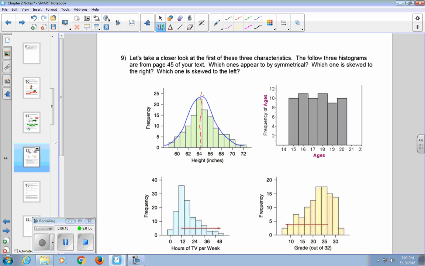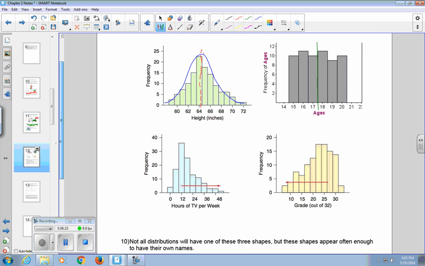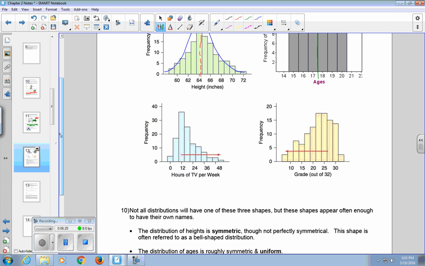This one with ages is also somewhat symmetric. And if we cut it down the middle, put a line there, it looks like the left side and the right side are about the same. They don't have to be perfect, but they're similar. Right, this bottom left one, hours of TV per week, is what we refer to as skewed to the right. That arrow is there to emphasize that. So it's like someone took the tail of a distribution and stretched the right-hand side tail.